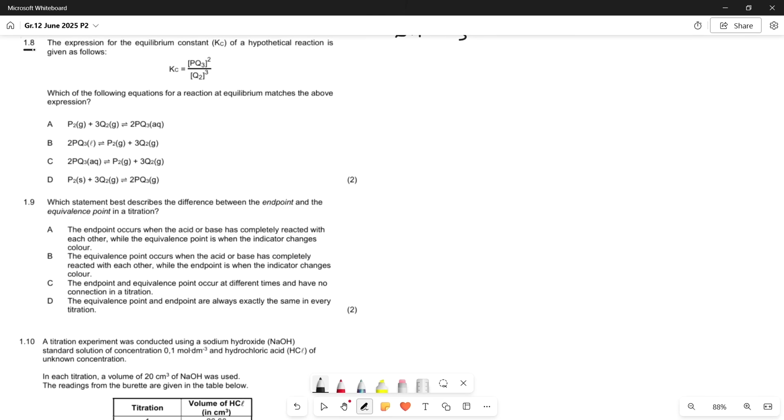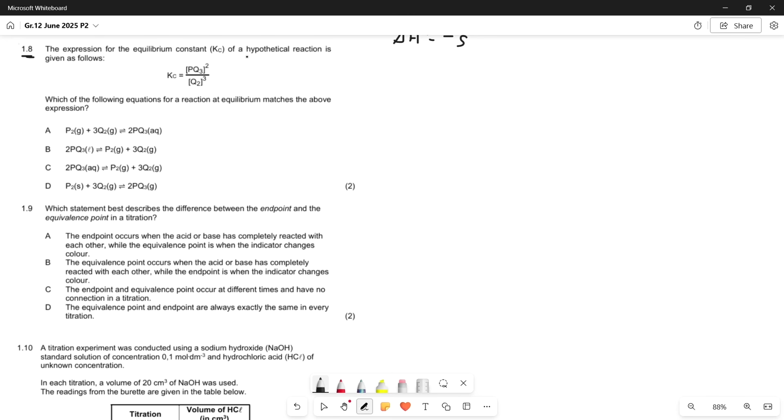Okay, so 1.8 over here says the expression for the equilibrium constant. So this is also a chemical equilibrium question. The equilibrium constant Kc of a hypothetical reaction is given as follows. So we have Kc equals the concentration of PQ3 to the power of 2 over the concentration of Q2 to the power of 3.